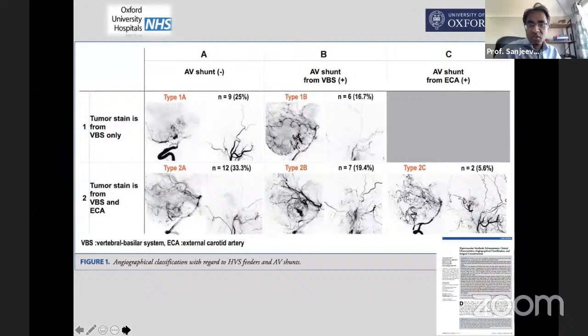This is a nice description I took from the Tokyo group, just talking about the different types. And really the ones I'm going to talk about are the type 2B, which is the most complicated. You're looking at a large, rapid blush because of the shunting of blood from both the vertebrobasilar system and the external carotid system. Even the experienced Tokyo group talk about staging those operations because of the rapid shunting of blood and high vascularity from both the vertebrobasilar and external carotid artery systems.